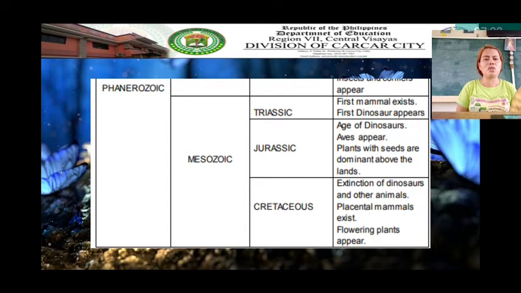For the Jurassic, we have the age of dinosaurs. Aves appear. Aves are birds. Plants with seeds are dominant above the land. And the last is the Cretaceous. We have the extinction of dinosaurs. So dinosaurs are now extinct, meaning they disappeared. And other animals. Placental mammals exist. What are placental mammals? These are mammals that have a placenta, through which they nourish their young. Example of that are humans. Humans have placenta. So we have flowering plants appear.